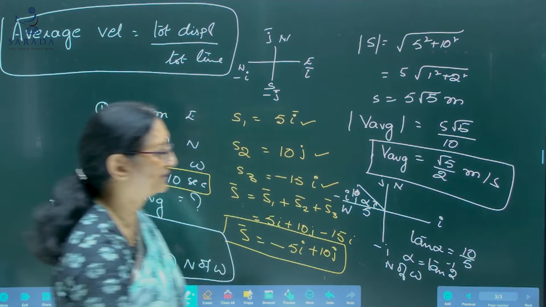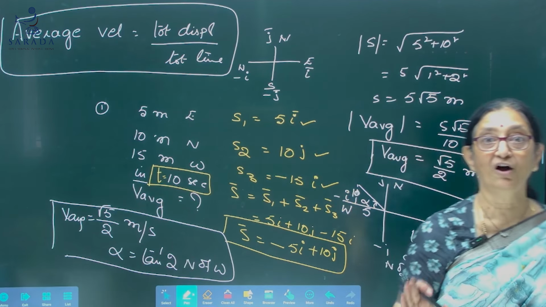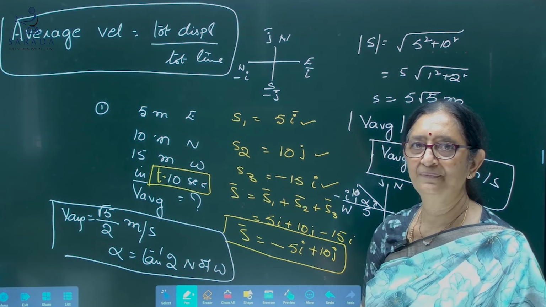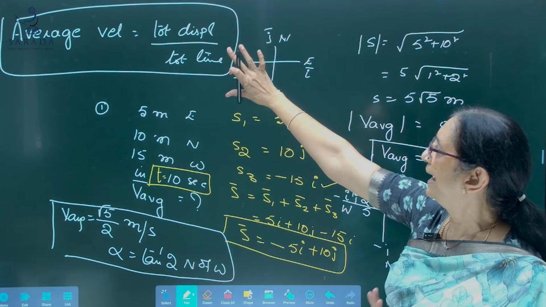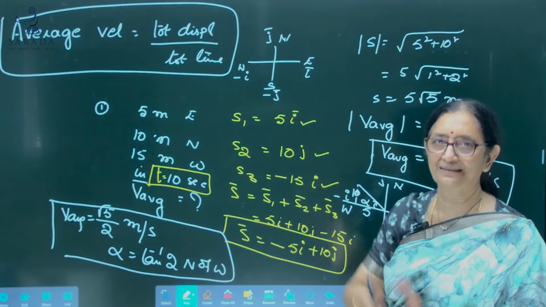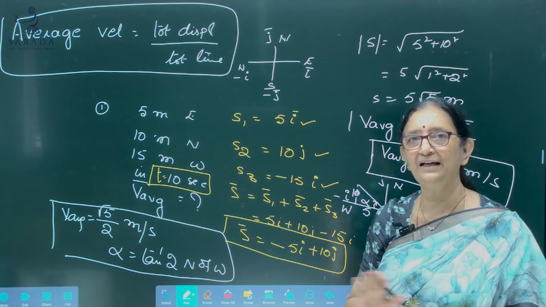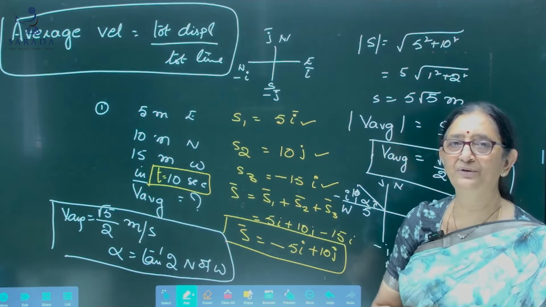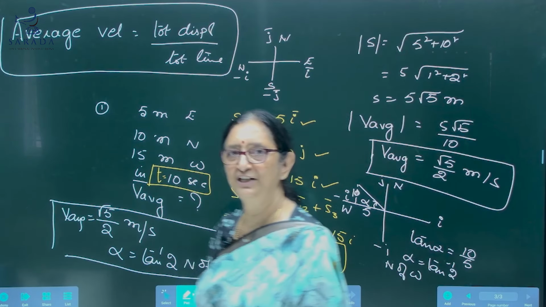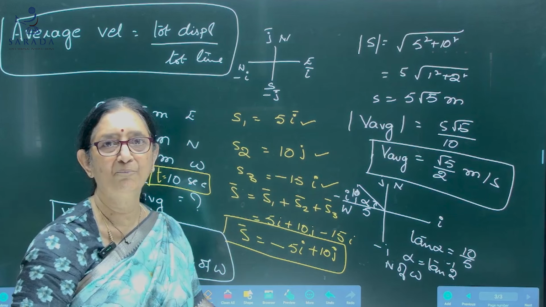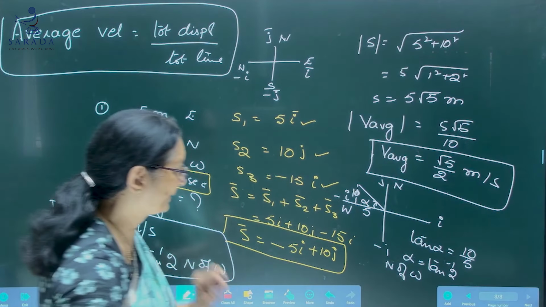Very common question in all these competitive examinations. So, the concept is average velocity is total displacement by total time. From the given data, you have to find out the net displacement. So total displacement by total time gives us average velocity. Okay. Next, let us move on to average speed.